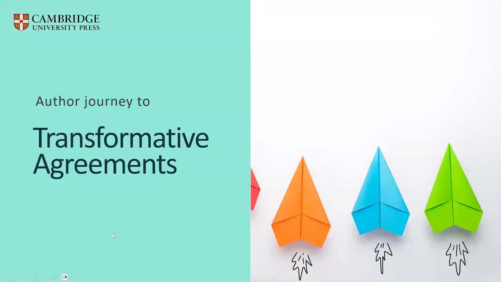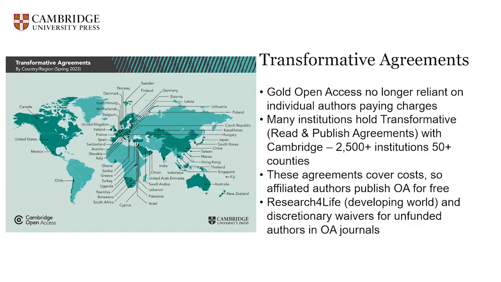Then let's move to the main part, transformative agreements. I know many of you are from institutions that have signed a transformative agreement with us. We've partnered with over 2,000 institutions globally to help you publish your research open access. If your institution has an open access publishing agreement with Cambridge, you may publish your article OA at no cost to you. To find out, you can use the eligibility checker. I will provide that later.